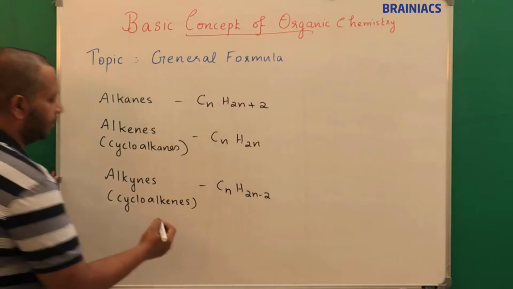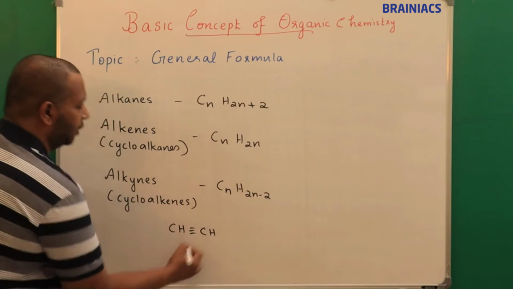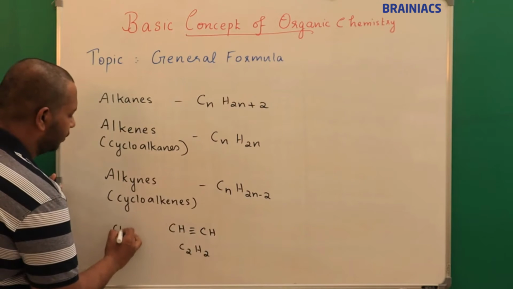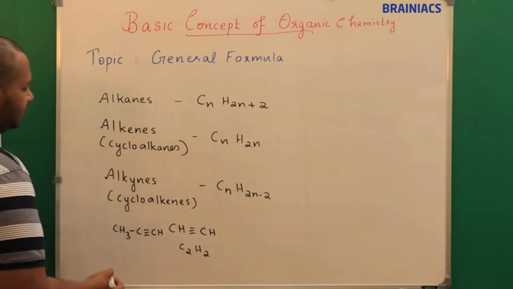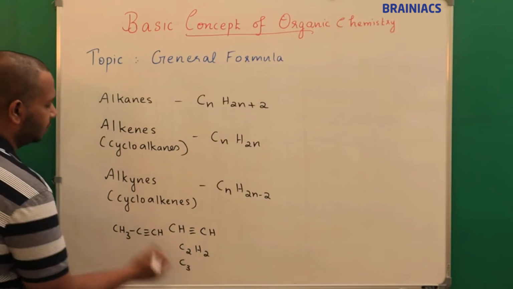For example, the simplest alkyne is CH triple bond CH. So if you see the formula, that is C2H2. Now the next one, that will be CH3 C triple bond CH. Now what is the change that happened? The carbon atom increased to 3, C3, then this becomes H4.